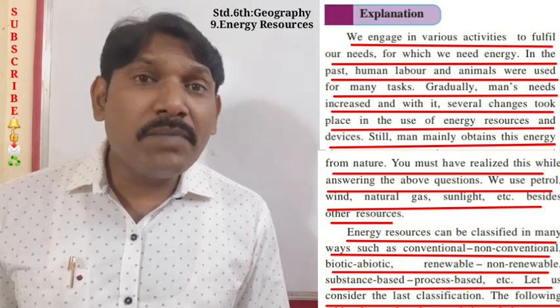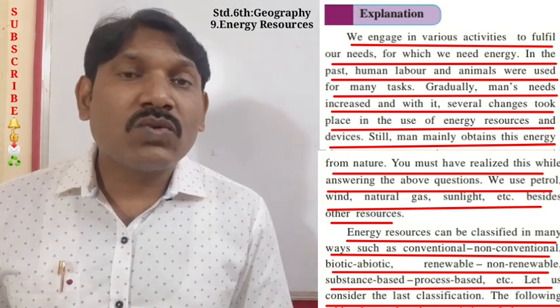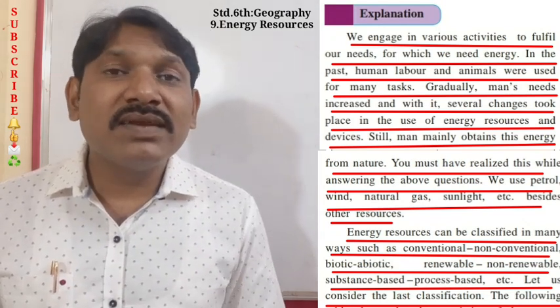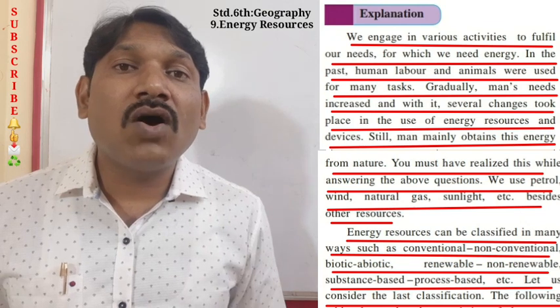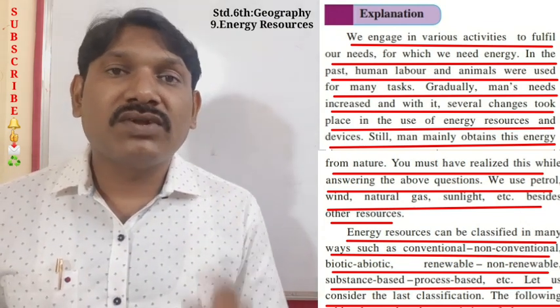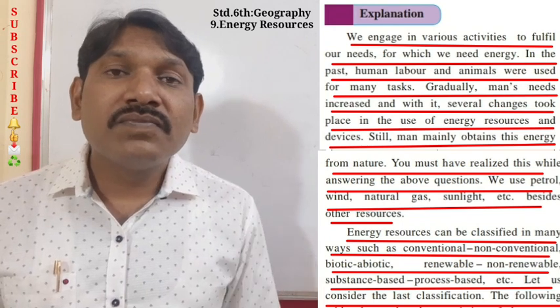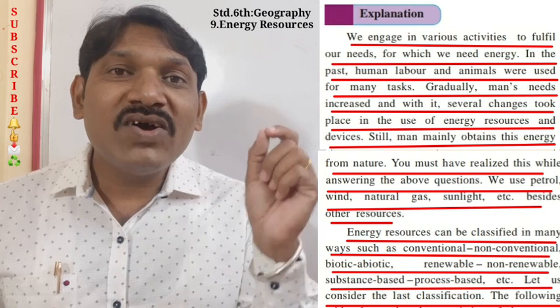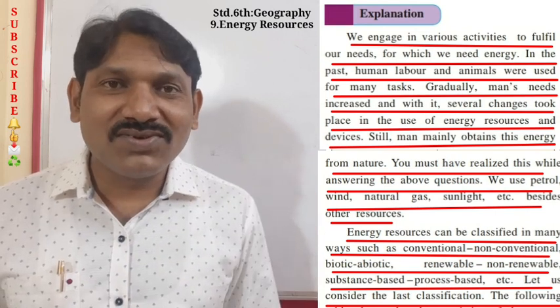Biotic and abiotic. Yes, student. Now tell me, what is biotic and what is abiotic? Biotic means the things which are obtained from living organism is called biotic. And abiotic means what? Which is not derived from living organism. Okay, student, have understood? Very good.